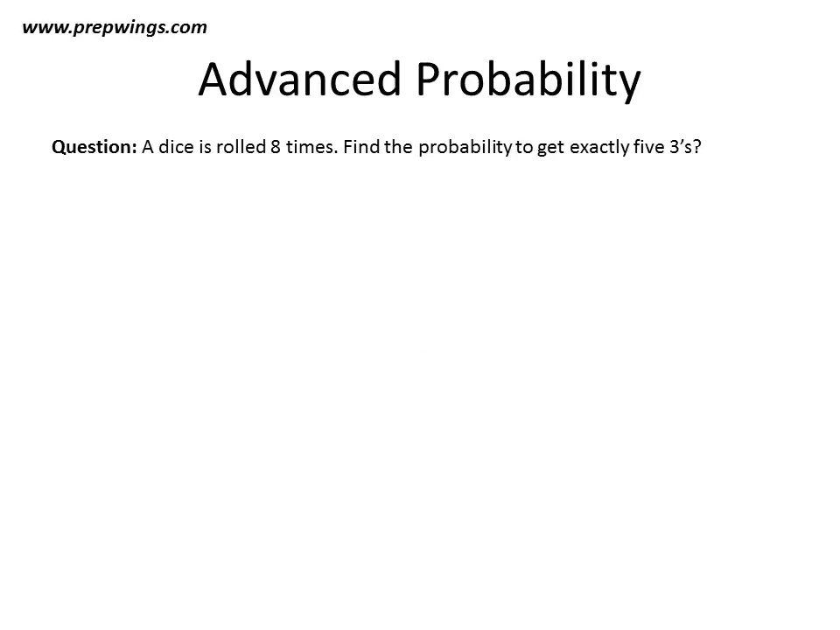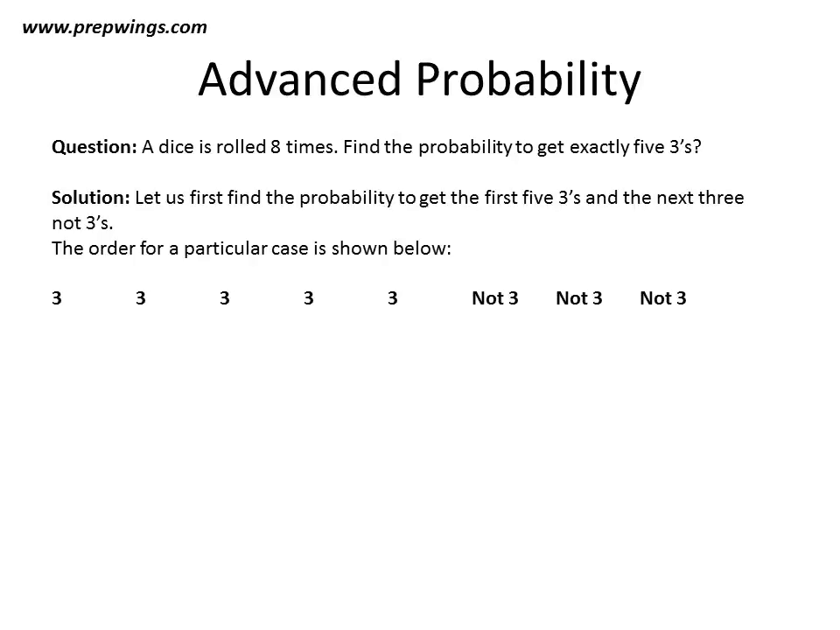So now the question says a dice is rolled 8 times. Find the probability to get exactly 5 threes. So over here, we have not been given the order. What we have been given is we need to get exactly 5 threes. So let us first find the probability to get the first 5 threes and the next 3 not threes. So we are going to find the probability of a particular order first.